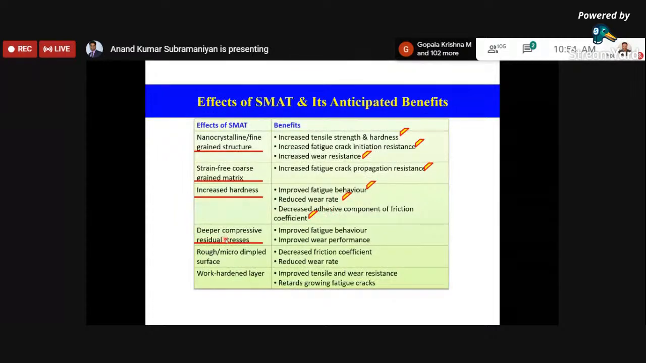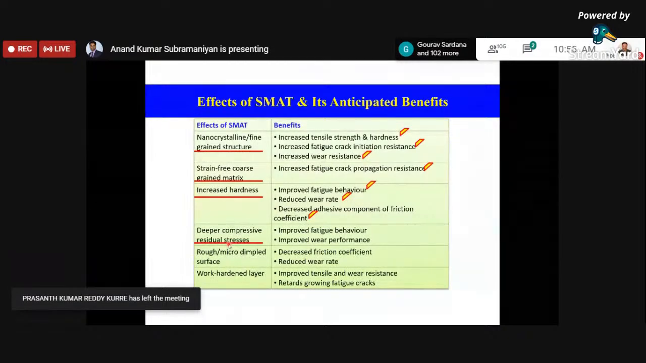And as I said, it is also going to produce compressive residual stress onto the surface, like in the case of laser peening we have seen. A similar kind of thing is also possible in the SMAT process.